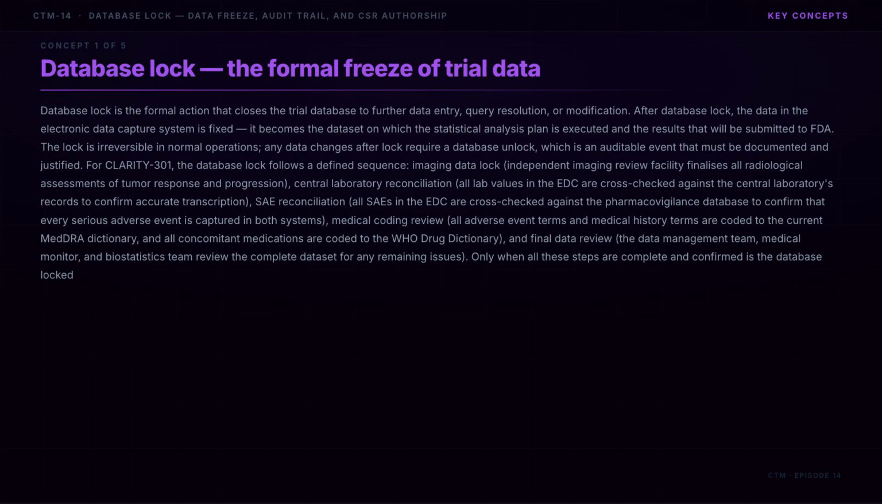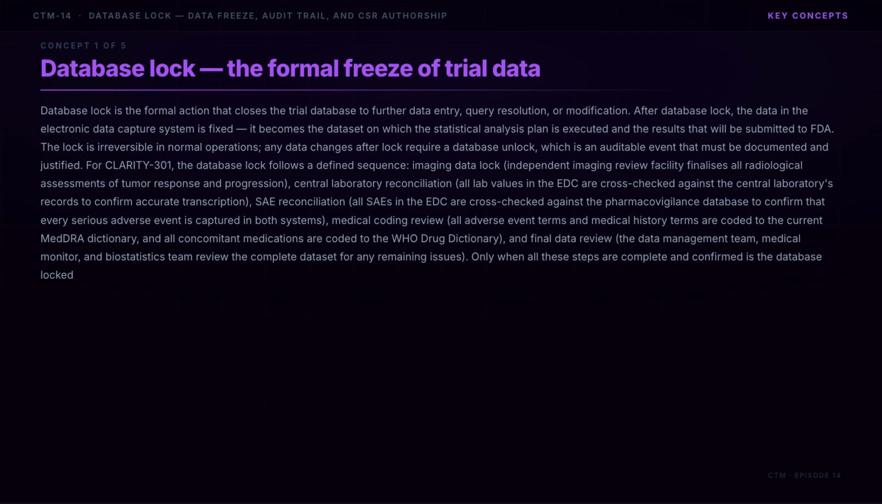Database lock, the formal freeze of trial data. Database lock is the formal action that closes the trial database to further data entry, query resolution, or modification. After database lock, the data in the electronic data capture system is fixed. It becomes the dataset on which the statistical analysis plan is executed and the results that will be submitted to FDA. The lock is irreversible in normal operations. Any data changes after lock require a database unlock, which is an auditable event that must be documented and justified.